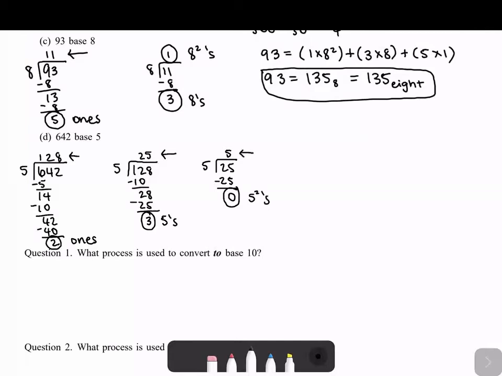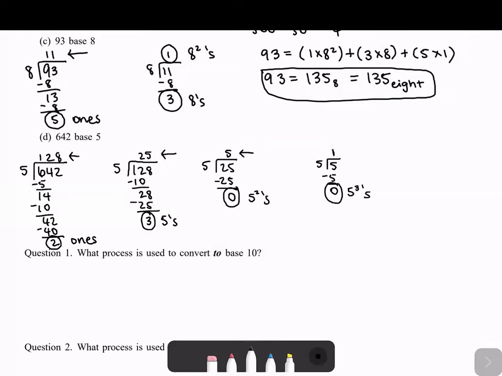Again, this quotient is 5, which means that it is greater than or equal to 5. It satisfies that equal to. So we can divide it one more time. 5 goes into 5 one time with a remainder of 0. Just like before, that remainder of 0 gives us our 5 cubed place.